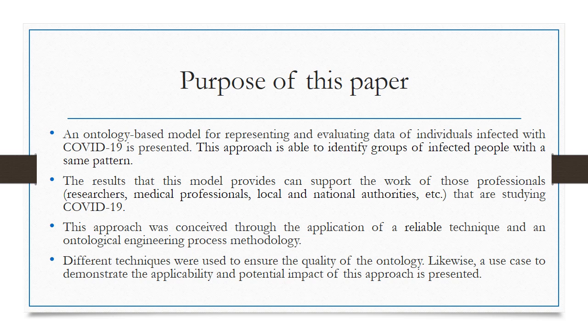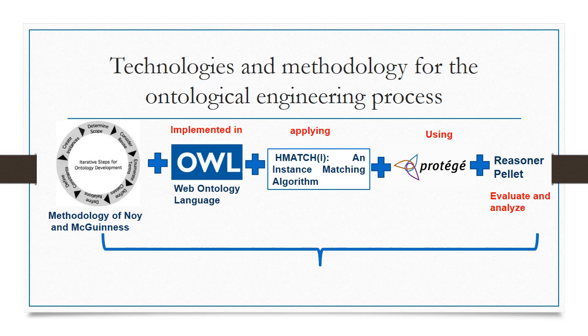This approach is able to identify groups of infected people with the same pattern. The results that this model provides can support the work of those professionals that are studying COVID-19. To develop our ontology, we used the methodology of Noy and McGuinness, one of the most popular methodologies to develop ontologies. The ontology was implemented in web ontology language and using the tool Protégé.